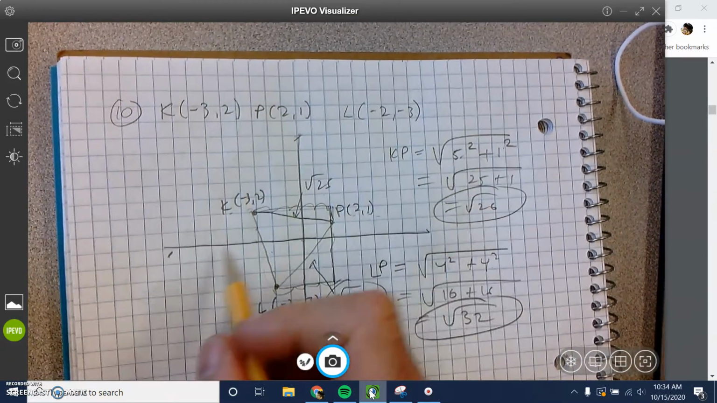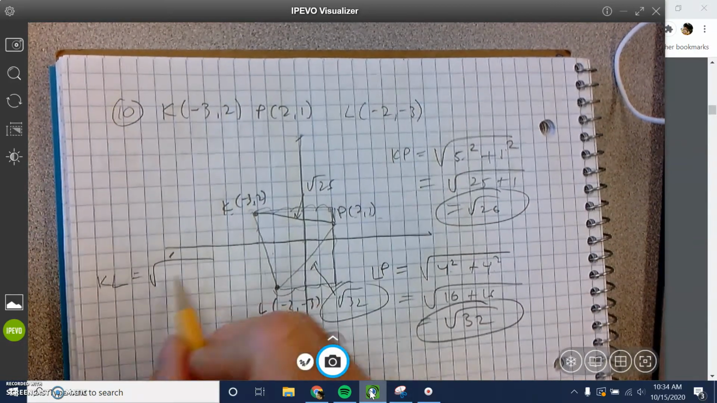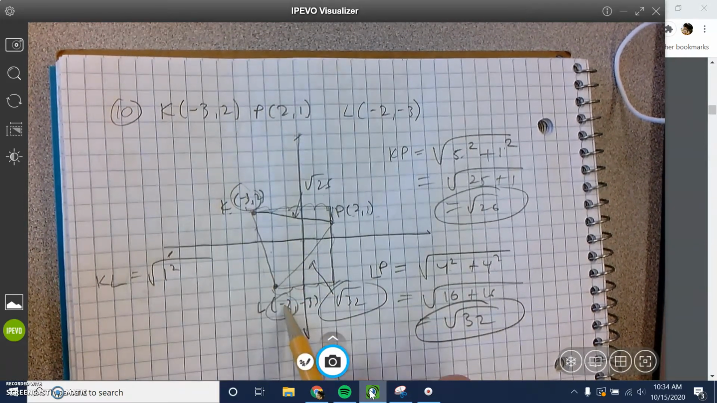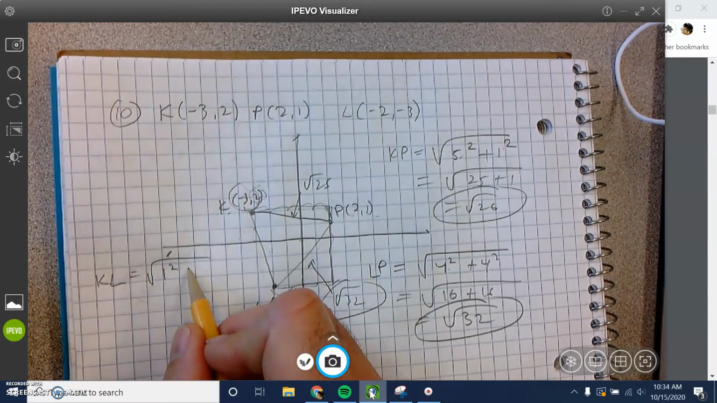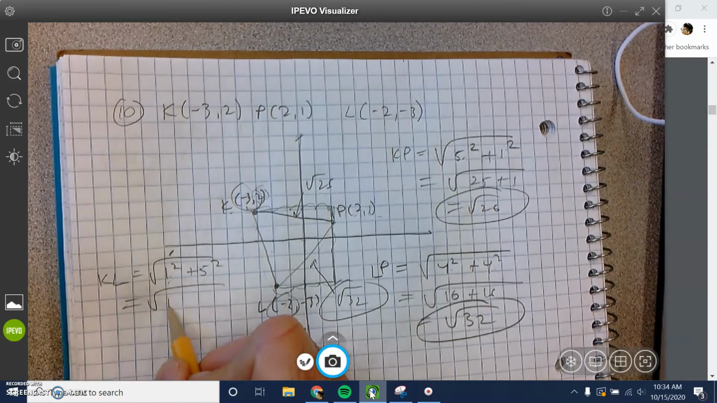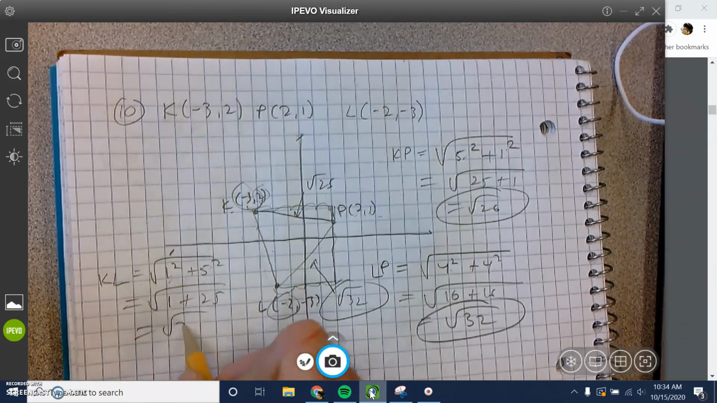Got it. Okay, this one, K to L. Square root of. Okay, the x's are 1 apart, -3 to -2, and the y's 2 to -3. 2 to -3 is 5 apart. So that's going to be 1 squared is 1. 5 squared is 25. So that's square root of 26.